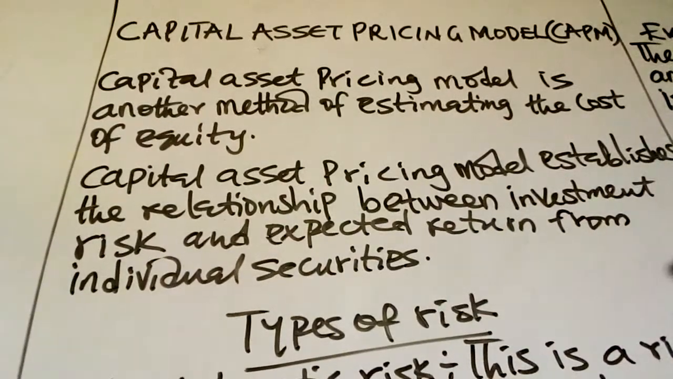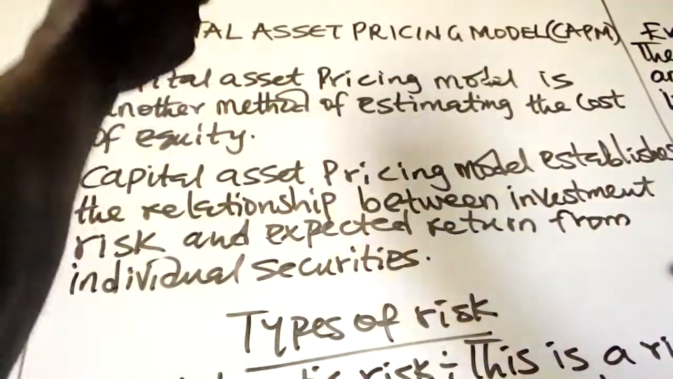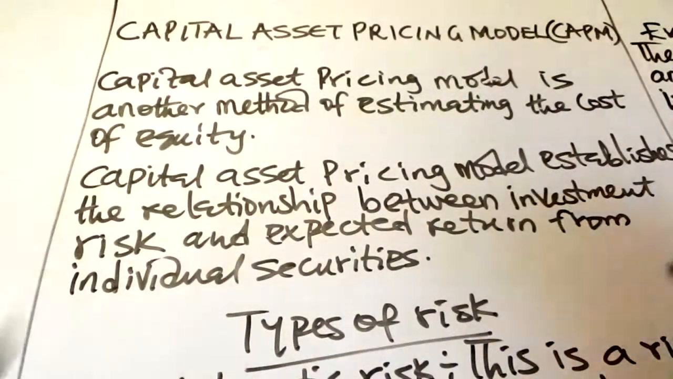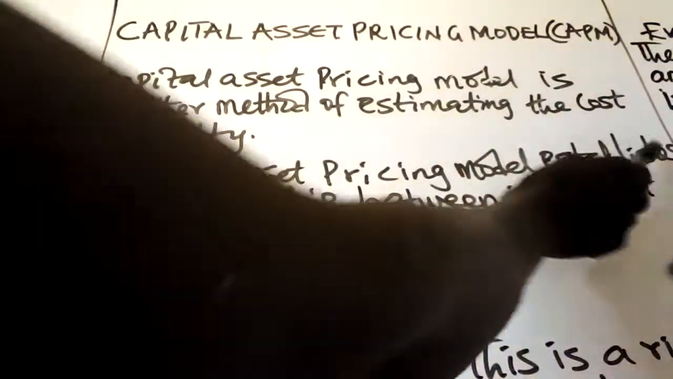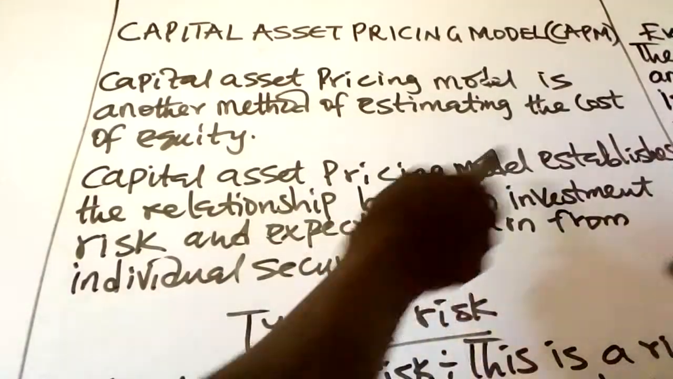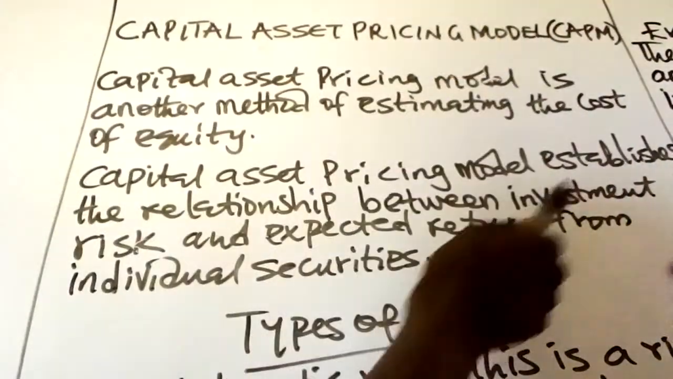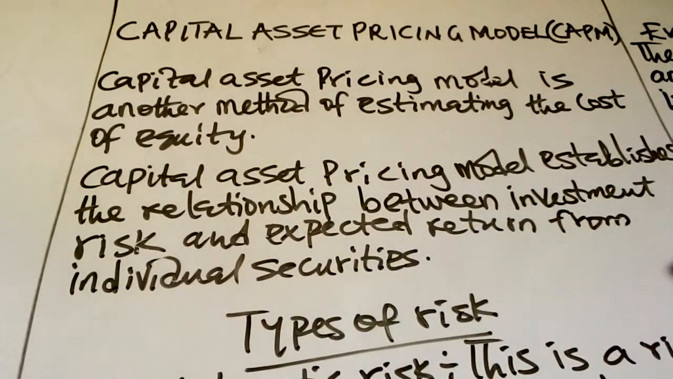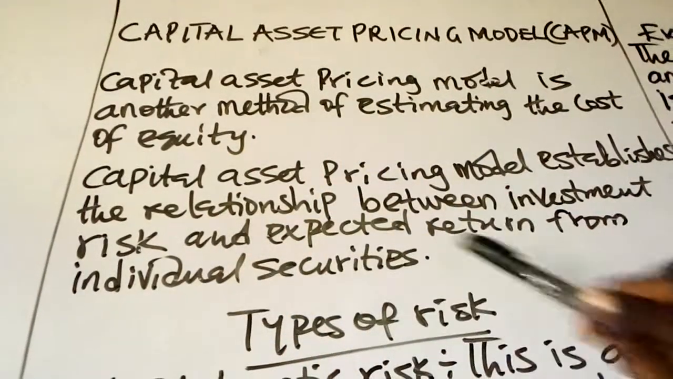Capital asset pricing model is another method of estimating the cost of equity. I've considered the cost of equity under the dividend valuation model and the Gordon growth model, so I want to consider the capital asset pricing model. Capital asset pricing model establishes the relationship between investment risk and expected return from individual securities.